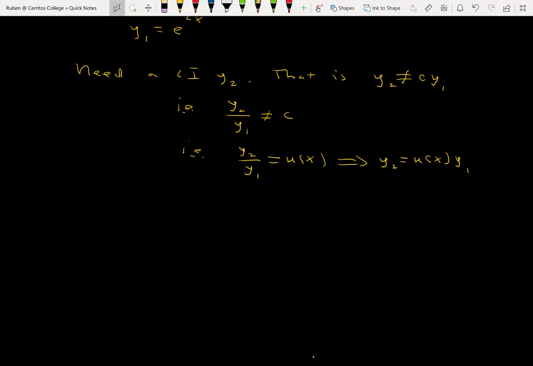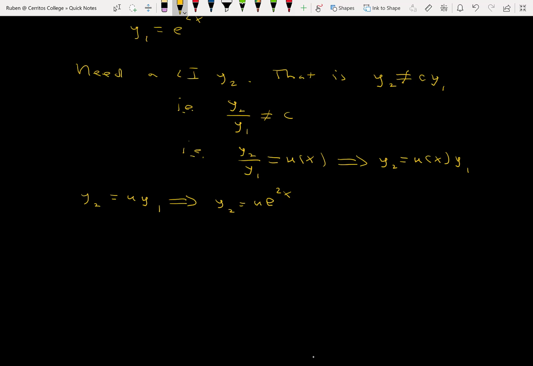All right, so our second linearly independent solution is going to have the form y2 equals u times y1. But y1 for our particular differential equation is e to the 2x. So our second linearly independent solution is going to be some function of x, u, times e to the 2x, our first linearly independent solution.